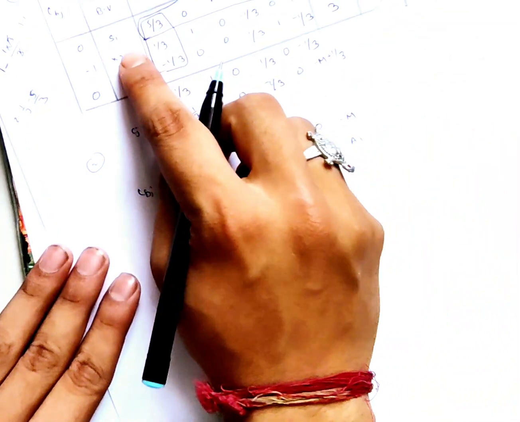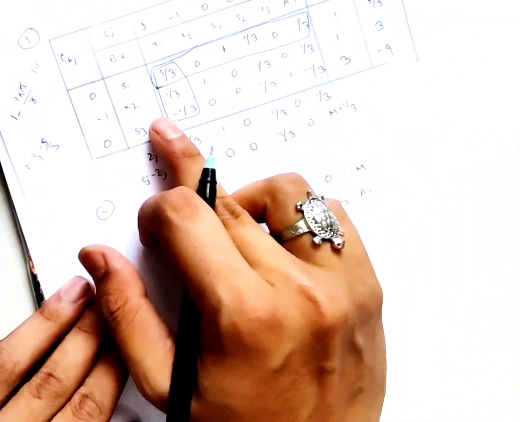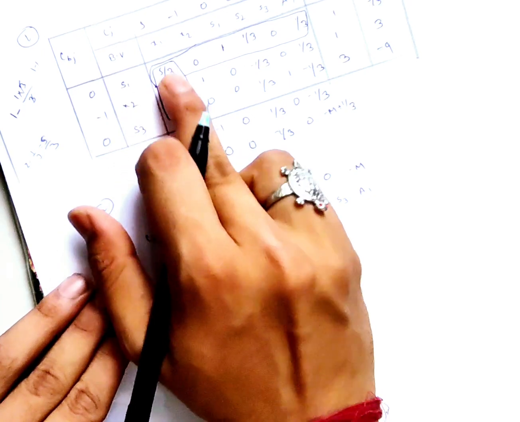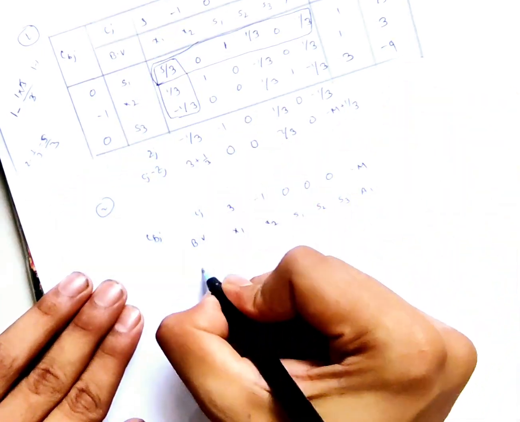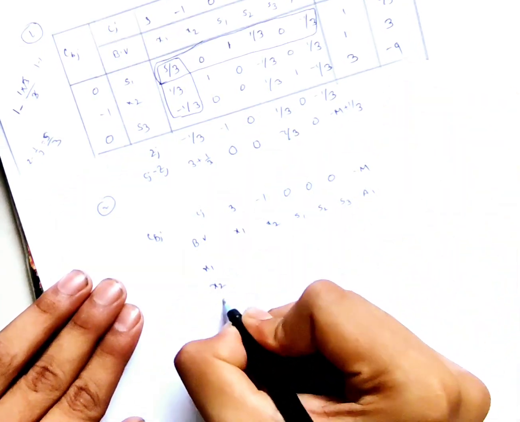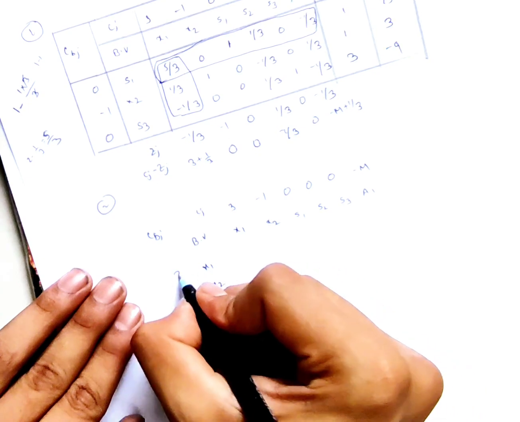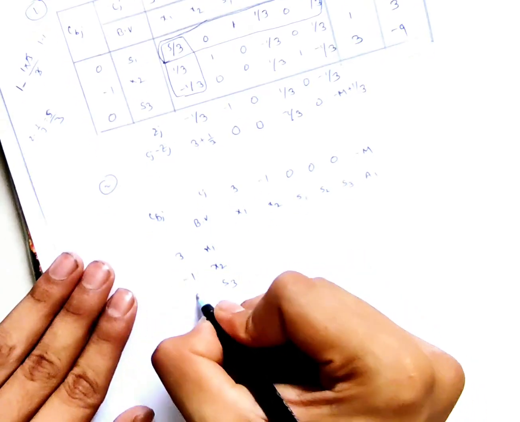So what is the outgoing element here? S1. And what is the incoming variable? X1. Here X1, X2 and S3. What is the value of X1? 3 minus 1, 0. Right?